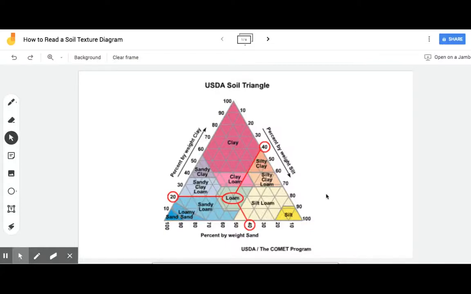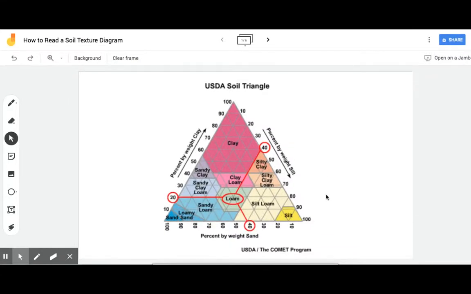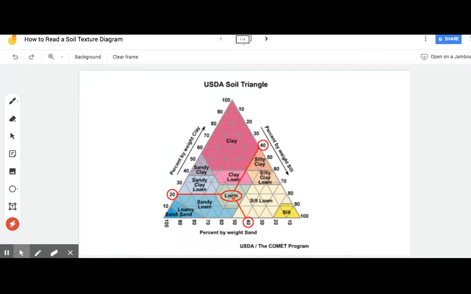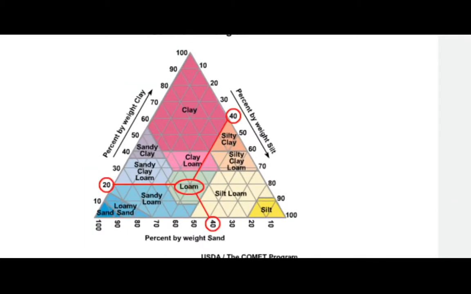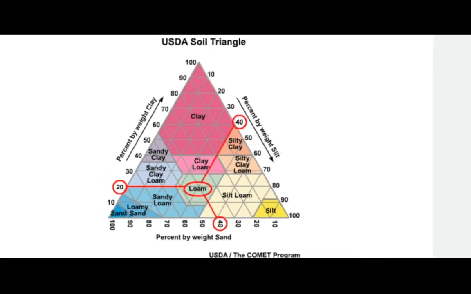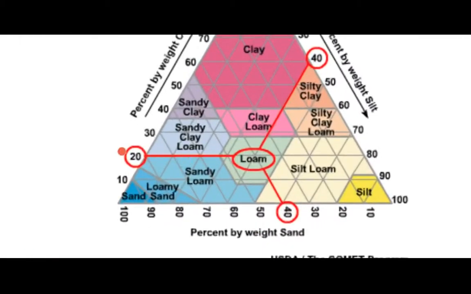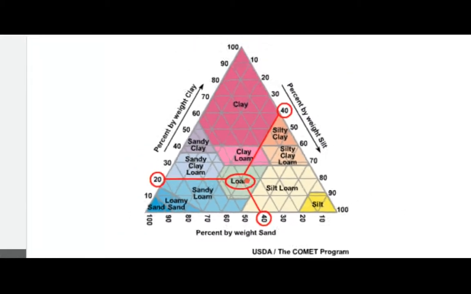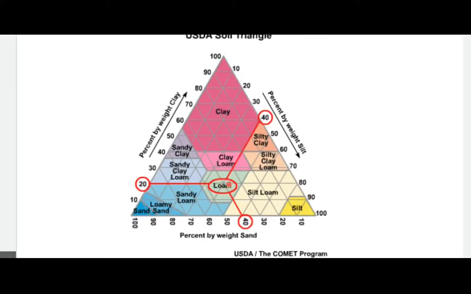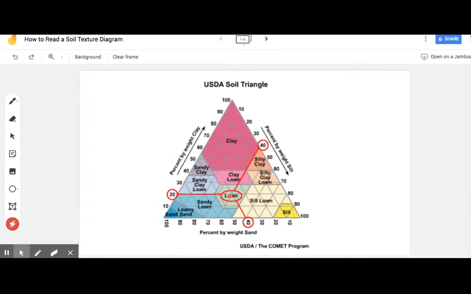Hey guys, as a continuation of our lesson on soil, I'm going to teach you how to read a soil texture diagram. For example, you have loam. If you look at the soil triangle, we can say that loam has 40% silt, 40% sand, and 20% clay. It's like reading a graph in math. You just have to look at the intersection of those grids, and that is the name of the soil texture.